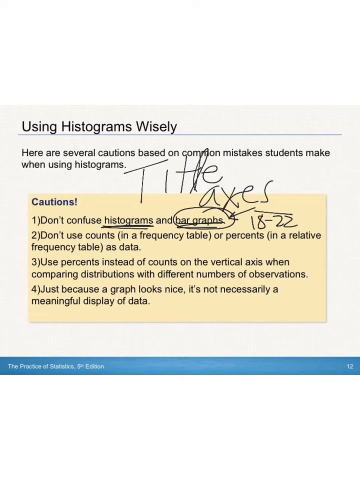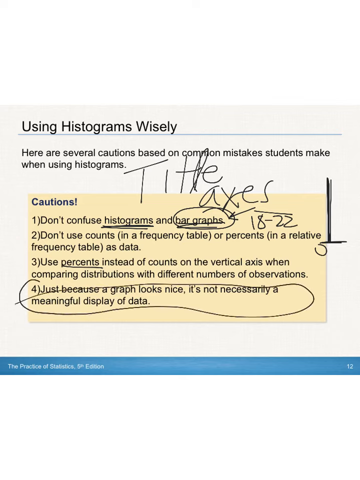Second place where people make mistakes, that histogram, remember, has got to start on the y-axis at 0 and count whatever makes sense in terms of the frequency. Otherwise, it's misleading. Look out for that. You do not want to let yourself be misled. Percents when there's different counts. And I don't really know what they're trying to say here, but just because your graph looks nice doesn't mean it's a meaningful display of data. I'm not sure what that is about.